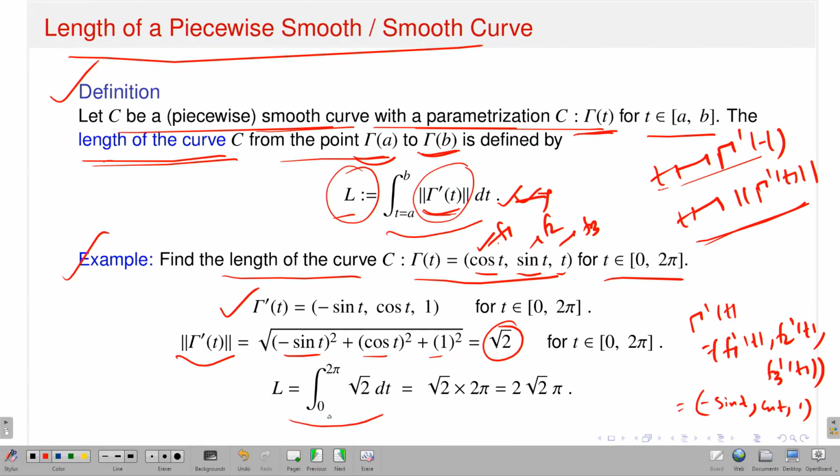So, if I want to integrate from 0 to 2 pi, because t is running from 0 to 2 pi, I will end up with this value, 2 times square root 2 times pi. So, this is the length of the curve. So, using this formula, you can calculate the length of a piecewise smooth curve or smooth curve with parameterization gamma. Okay, a couple of formulas I have given.